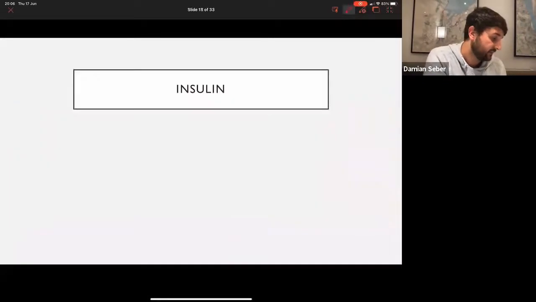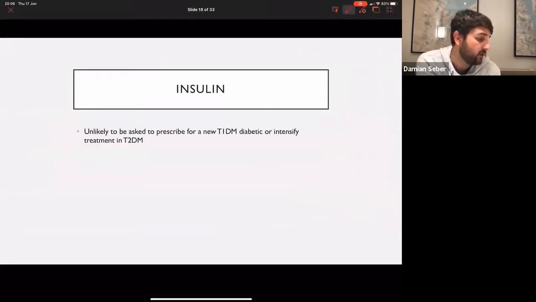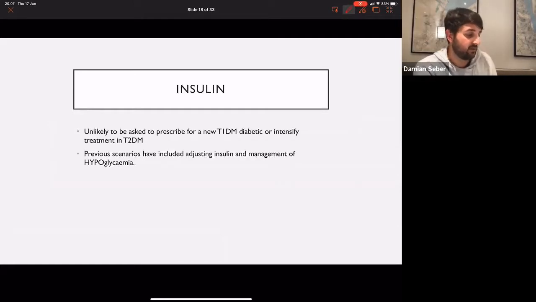Okay, so moving on to insulin. You're unlikely to be asked to prescribe for a new type 1 diabetic or intensified treatment for a type 2 diabetic. So if they've been on metformin and now they need insulin, it's very hard, and specialists are the ones that decide how many units you start on, like the specialist nurses and things. So you won't have to do that.